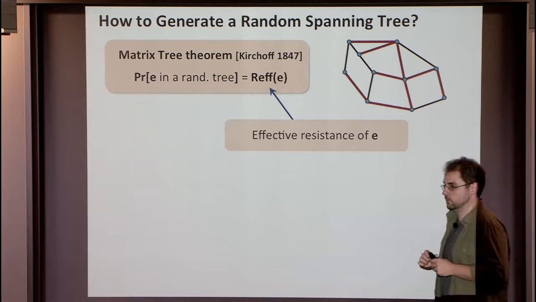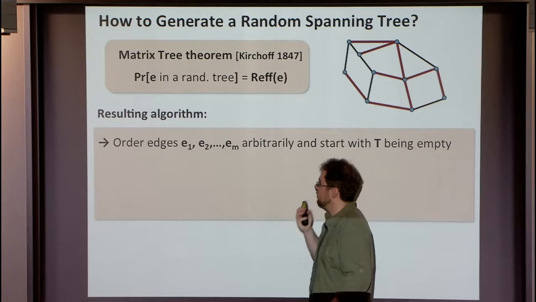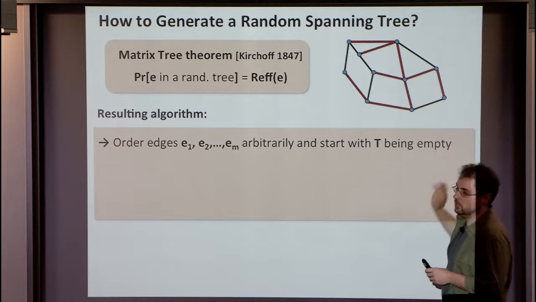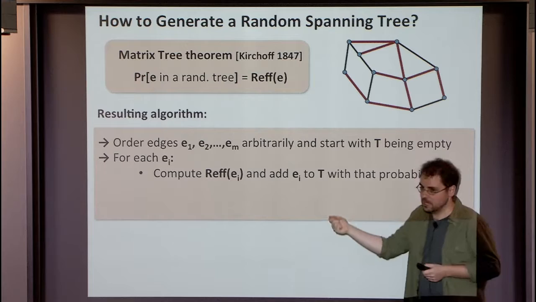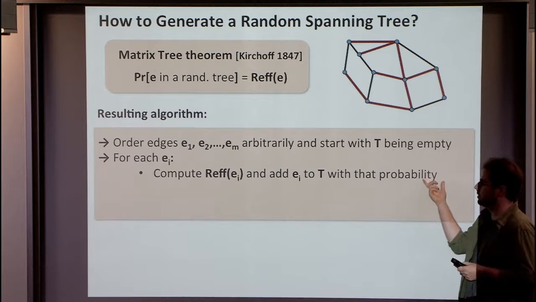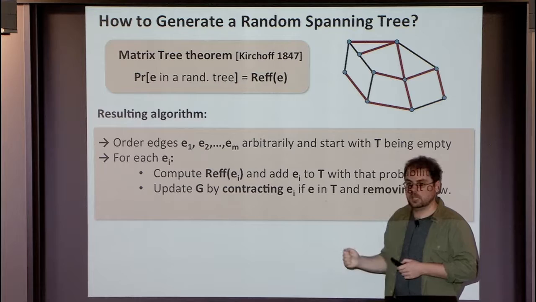Okay. So once we have this connection, there is a very easy algorithm that allows us to sample a uniform spanning tree. We just order the edges of the graph arbitrarily, and we start with T being initially empty. Then we go over these edges one by one, and for each edge, we compute the effective resistance. And then we add this edge to our tree with probability given by this effective resistance, and we do not add it with the complementary probability. Once we made this decision, we update G by contracting e_i if we decided to include it in the tree, and just removing it from the graph if we decided not to include it in the tree.